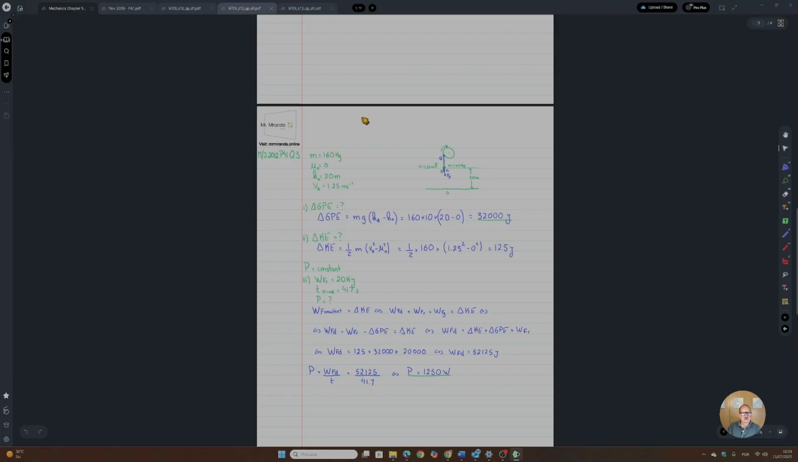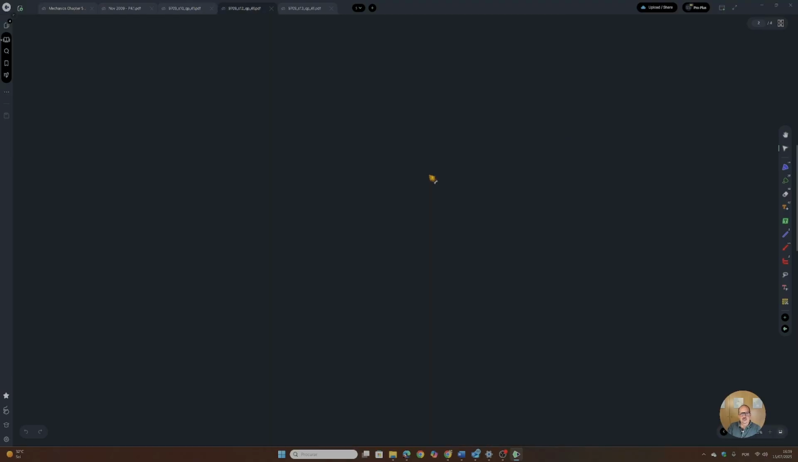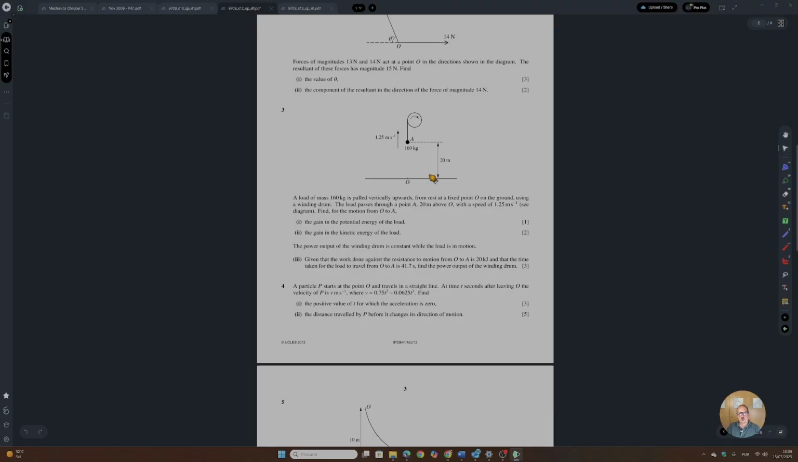Then it says that the power output of the winding drum is constant while the load is in motion. Again, the power output allows you to calculate the driving force. Given that the work done against the resistance to motion from O to A is 20 kilojoules and that the time taken for the load to travel from O to A is 41.7 seconds, find the power output of the winding drum. Okay, so what do we have and what do we need?